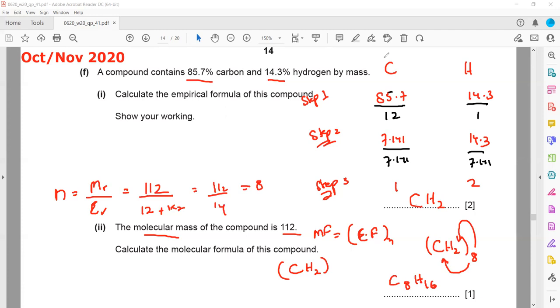So using the percentage by mass, first we divide by atomic mass, then we divide by the smallest value, and then either we round off in step 3, or we multiply by a specific number so that we get the simplest ratio in whole numbers. That was the empirical formula. From the empirical formula multiplied by n, we got the molecular formula.